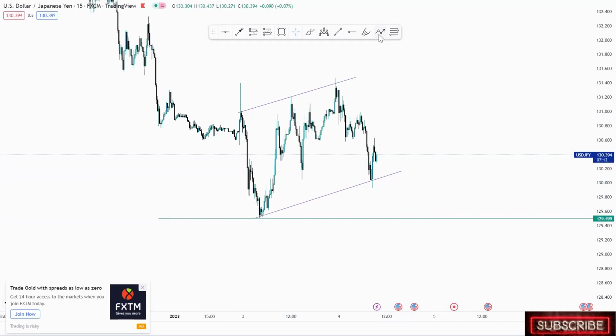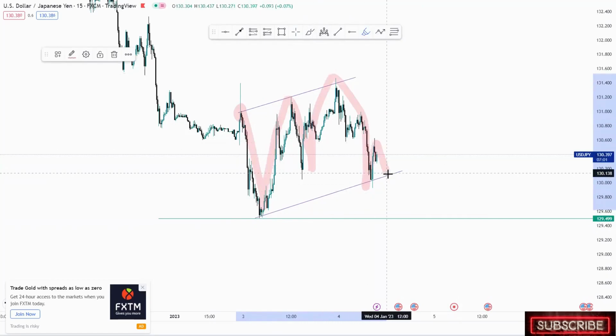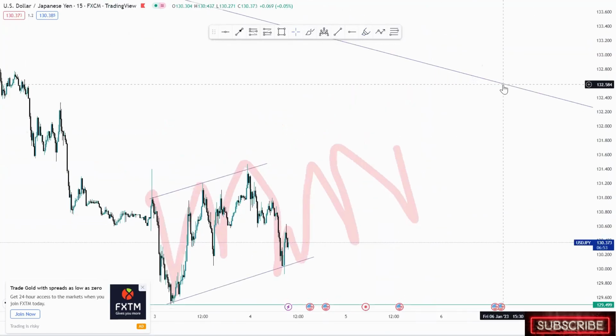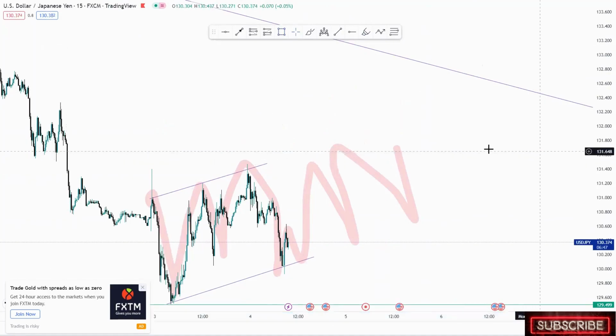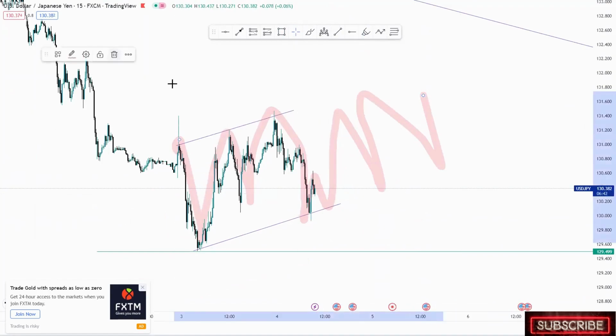So all I'm trying to say is here, this is a higher high, higher low, higher high, higher low, higher high, higher low. So we might go to the upside for the market to give us another higher high, and then it will continue moving in this type of manner until it gets to that resisting trend line. So that's what I think will happen on USDJPY.